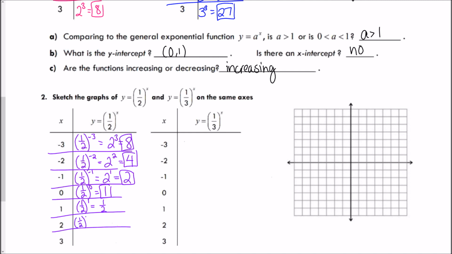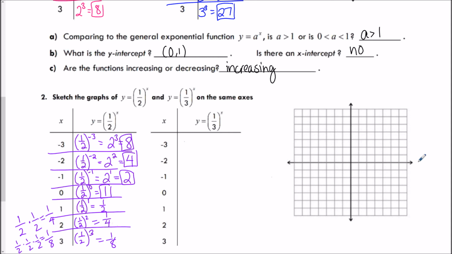Here, it's (1/2) to the power of 2, so that just means 1/2 times 1/2. 1 times 1 is 1. 2 times 2 is 4, so I get 1/4. And then for this last one, it's (1/2) to the power of 3. So I'm going to do 1/2 times 1/2 times 1/2. 1 times 1 times 1 is 1. 2 times 2 times 2 is 8. So I get 1/8 here.